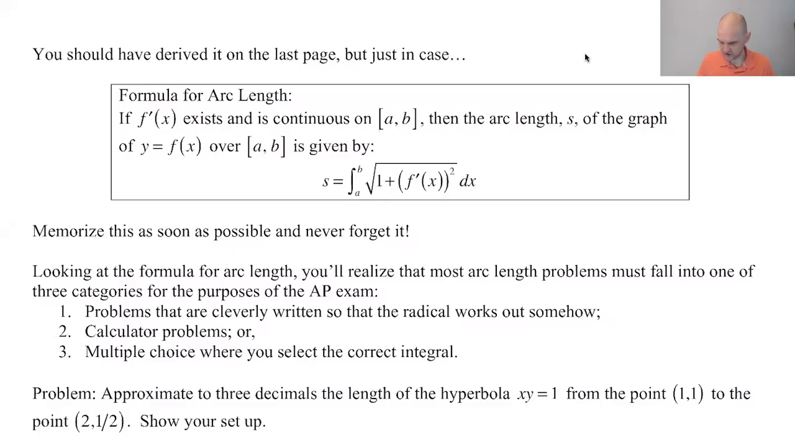All right, we're back. We're on page 2, notes 12, Calc C. We're talking about arc length of a function. And so we just derived the formula, but let's make sure you know it. So if f prime, oh, that's not a laser pointer.